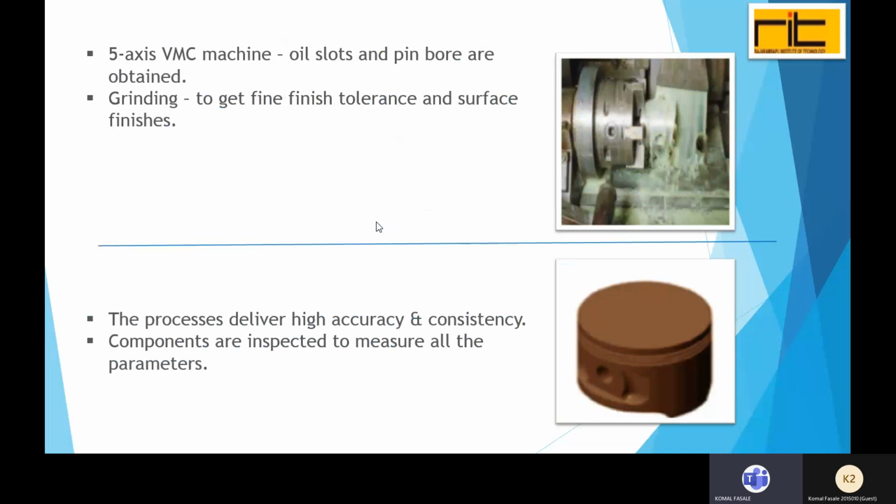The grinding gets the fine finish, tolerance, and surface finishes. These processes deliver high accuracy and consistency. Components are inspected to measure all these parameters.